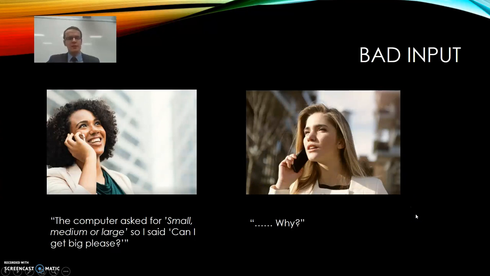Another example is, you could have someone say, oh, the computer asked me if I would like a small, medium, or large, and so I said big, right? Because it makes sense. Everyone knows what I mean. But the computer doesn't. The computer's asked for small, medium, or large. A human would understand you, a computer would not.